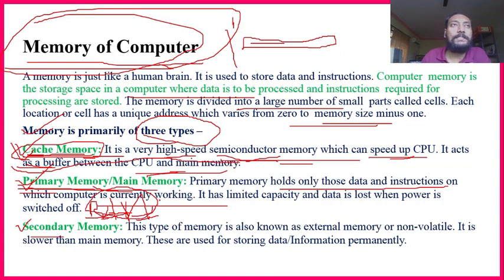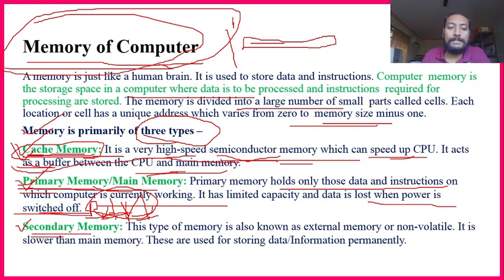RAM records from the starting to the end of the system. When you start your system, it starts recording from there, and it finishes at the end. When you shut down, or the battery runs out, or the current goes off, it stops there. When power is switched off, it is the same concept.